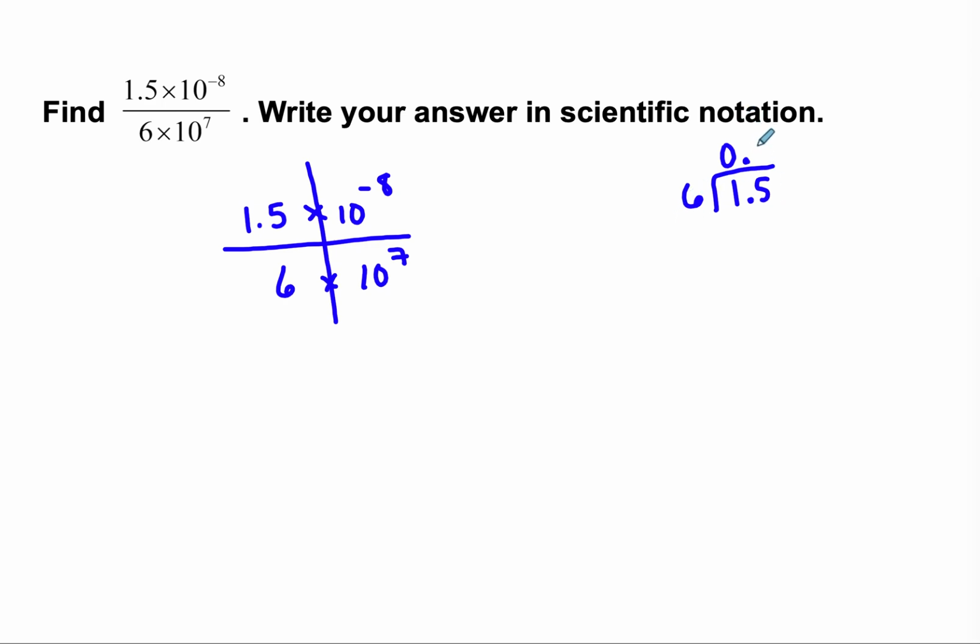6 does go into 15. It goes in 2 times. 2 times 6 is 12. 15 minus 12 is 3. I add a 0. I bring it down. 6 goes into 30 5 times. 5 times 6 is 30. Okay, so I did the first part of my division problem, and I got 25 hundredths.